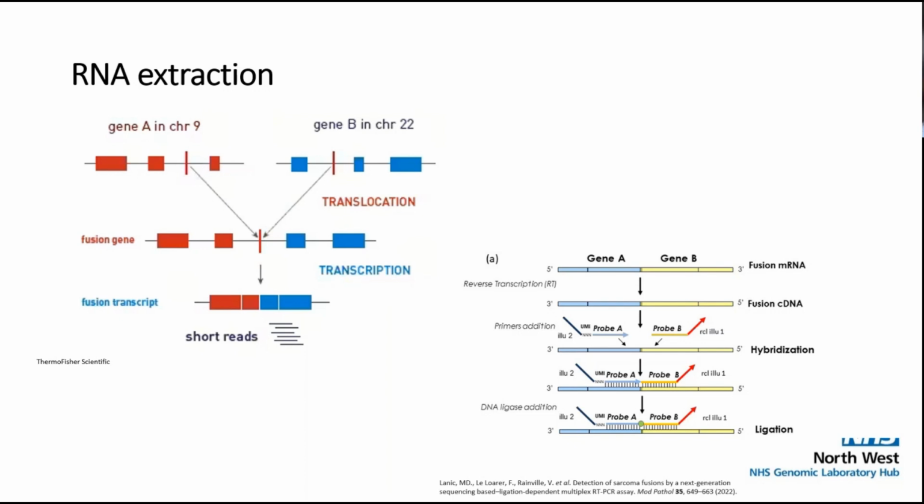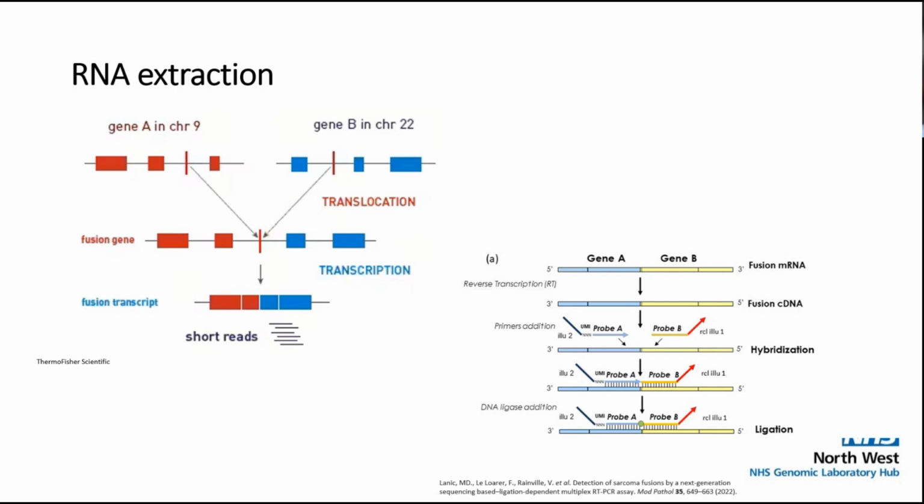And by looking at the RNA, we're not just looking at the structural change in the DNA and the actual chromosomes, but we're actually looking at the ones where it's more likely to create a functional oncogenic fusion transcript.